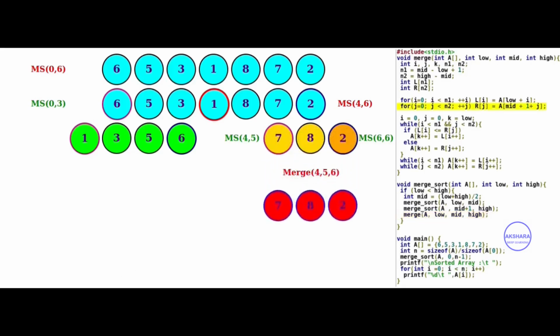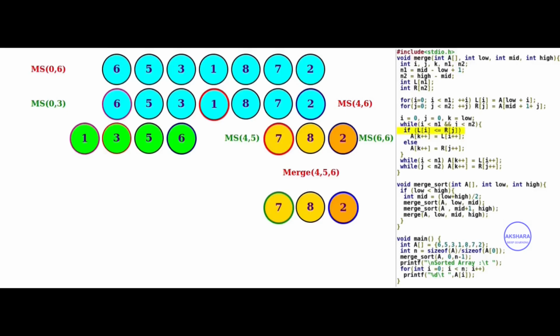Merge of 4 comma 5 comma 6 will be called. From index low to mid will be copied into L. From mid plus 1 to high will be copied into R. I will be initialized with 0, J initialized with 0 and K will be initialized with low.